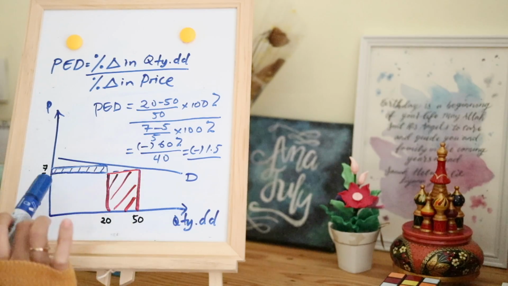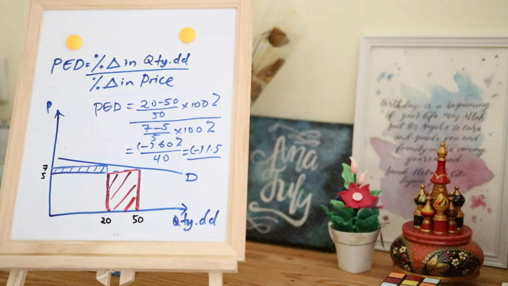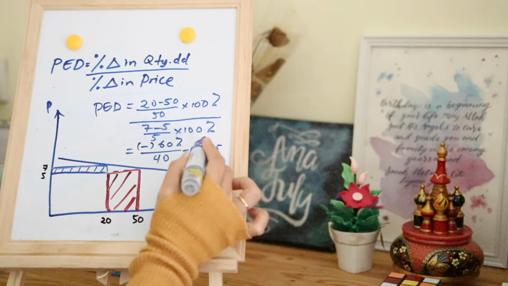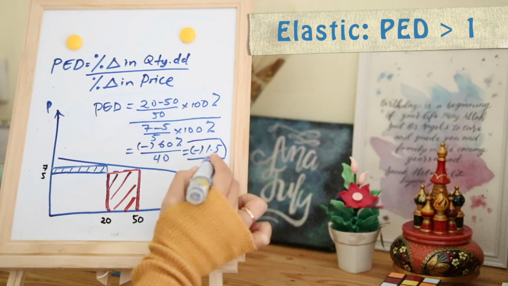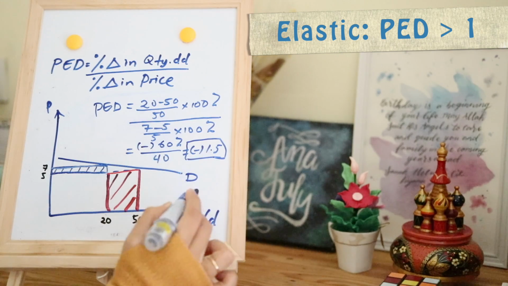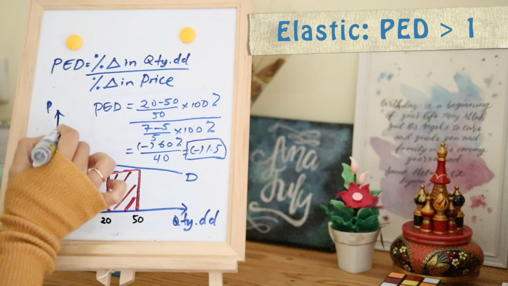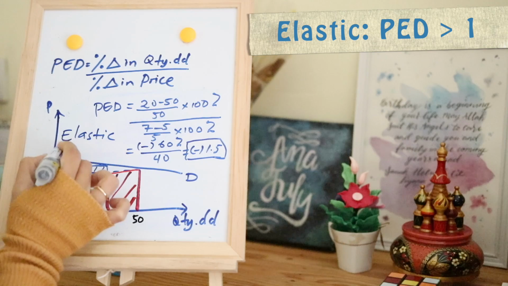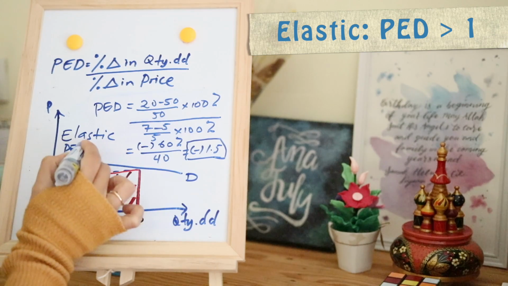When you have elastic demand curve, you will have the PED as 1.5, which is greater than 1. For elastic, the PED is greater than 1.